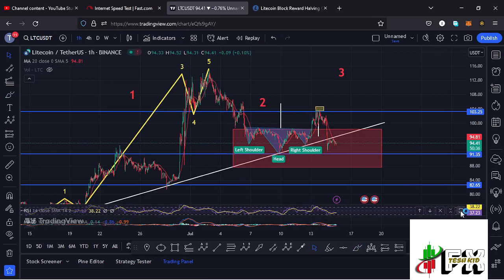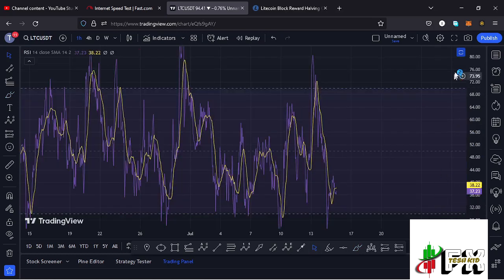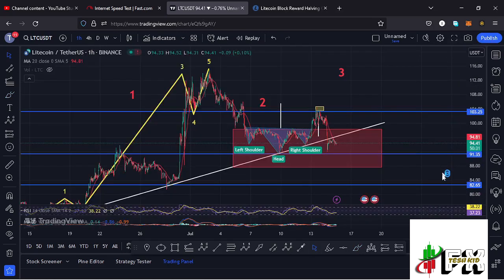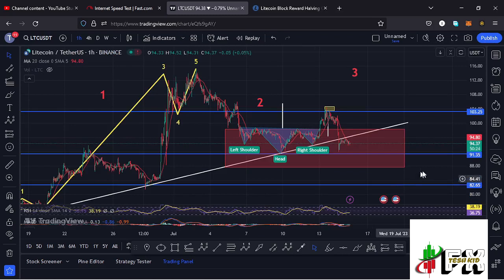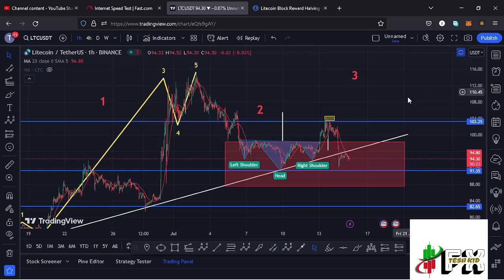And also taking a look at the indicators, on the RSI, we are trading at around the 37 mark. On the MACD, we have been able to print a bullish cross, fully supporting higher prices. So let's be patient and see how that plays out, and I will be keeping you updated.